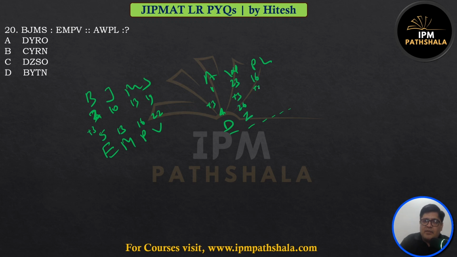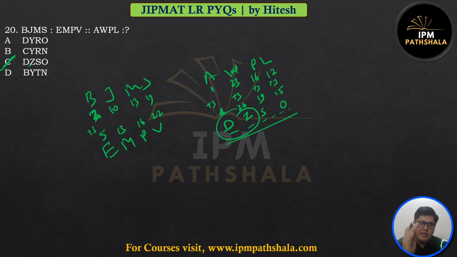This is 16 plus 3, 19. 19 is S. This is 12 plus 3, 15. 15 is O. DZSO. As soon as you reach DZ, the first two, the answer is already ready for you. This is called analogy. There is a small element of coding, decoding as well in this question.